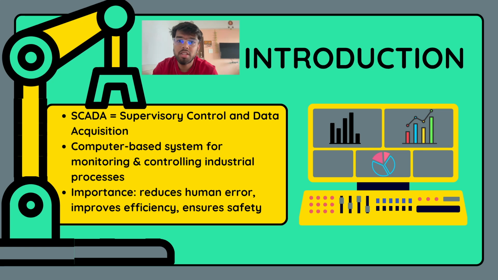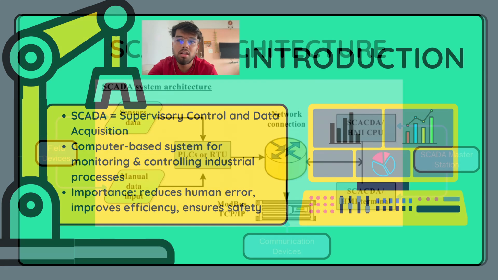SCADA stands for Supervisory Control and Data Acquisition. In simple words, it's a computer-based system used to monitor and control industrial processes. It's widely used in industries like power, water, oil, gas, and manufacturing. The main importance of SCADA is that it reduces human error, improves efficiency, and ensures safety. Instead of workers manually checking machines and switches all the time, SCADA helps to monitor everything automatically on a computer screen. This makes industry faster, safer, and more reliable.